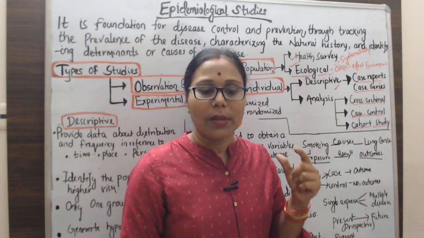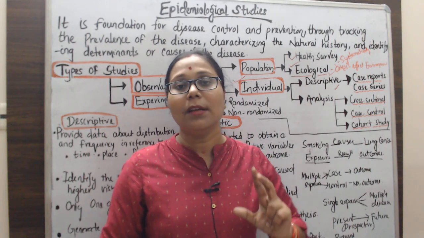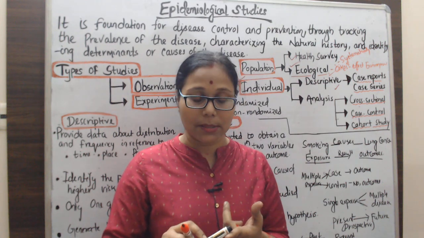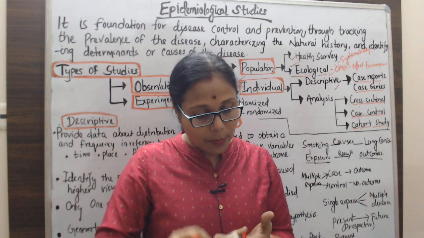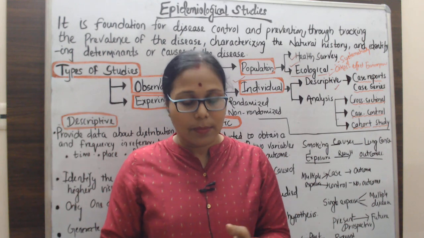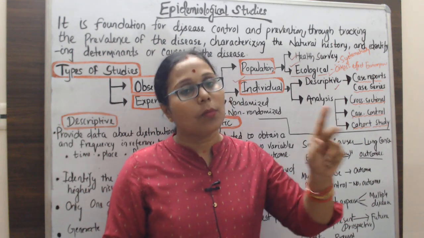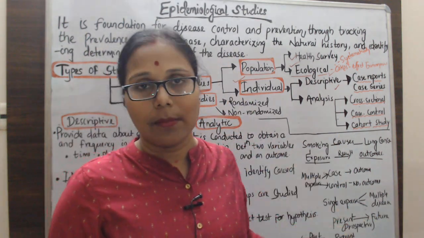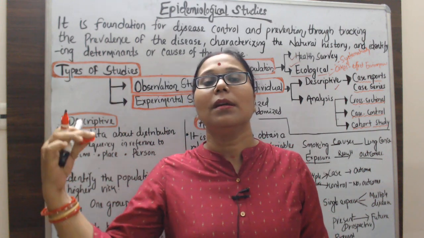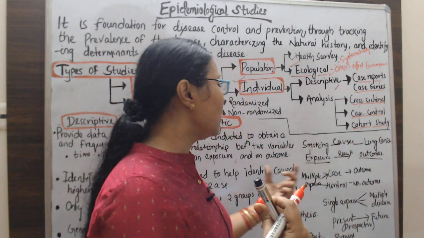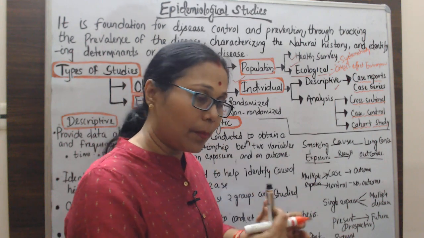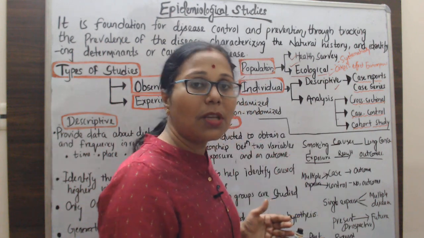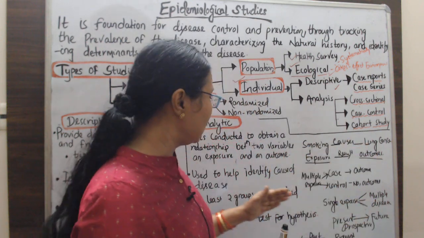Okay. So in descriptive, we collect the data of the distribution and determinants of the diseases. From that descriptive data, the second step that we go to is the analytic. So in analytical we obtain a relationship between the variables. Whatever data we collect in the descriptive, here we analyze, meaning we obtain a relationship, or you say association, of the exposure and the outcomes.